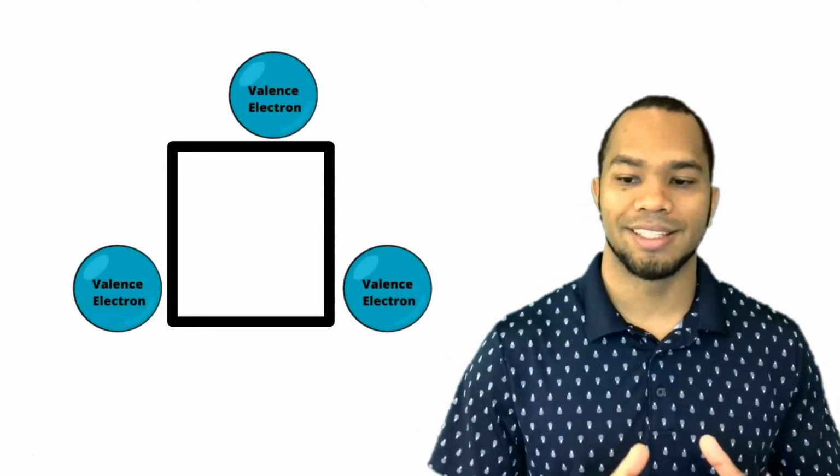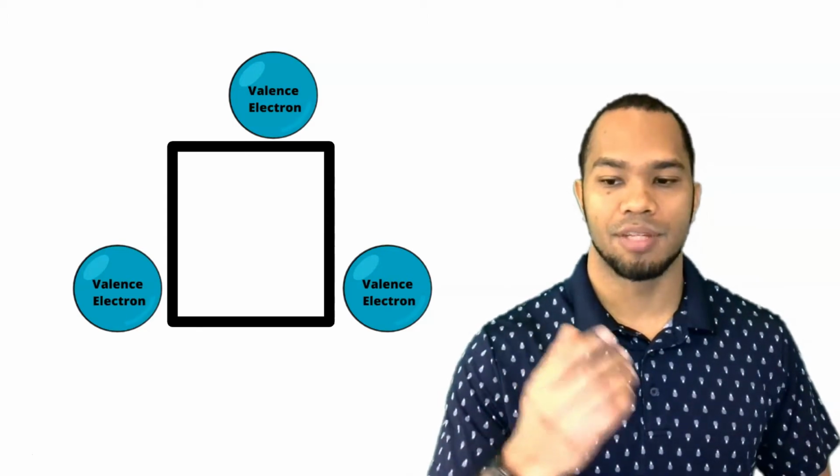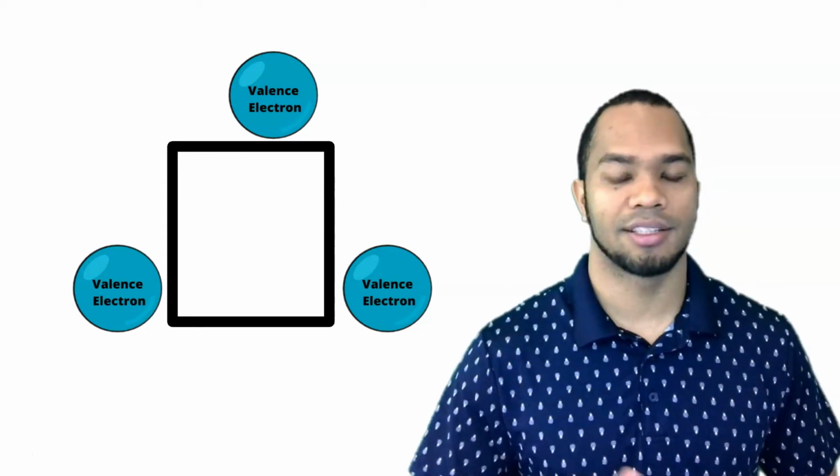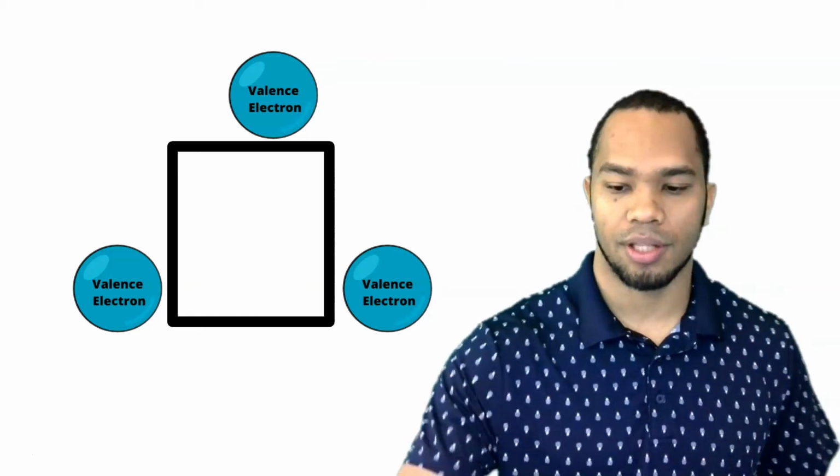How's it going, students? In this video, I wanted to show you how to identify the elements based on their Lewis dot structure. So remember that the dots actually represent the valence electrons. So when you're looking at a diagram, you have to simply count the number of dots, which represents the valence electrons.